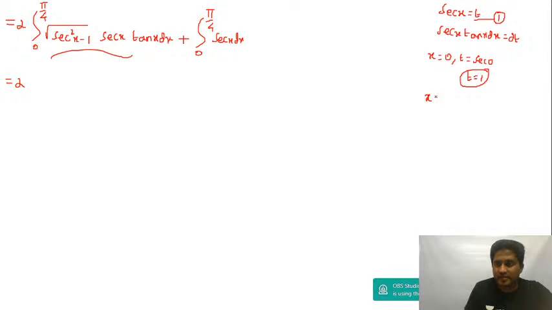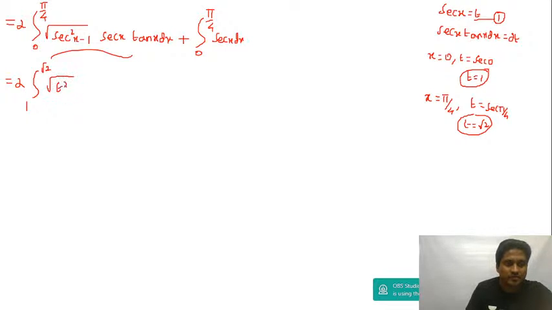When x is equal to pi by 4, guys, you will get t is equal to sec of pi by 4, and sec 45 is equal to root 2. So the new limit will be: when x is 0, t is 1, when x is 45, t is root 2. This is the root of t square minus 1, and sec x tan x dx is equal to dt, plus integration 0 to pi by 4 sec x dx. Now this can be written as 2 into a bracket. 1 is same as 1 square, na?